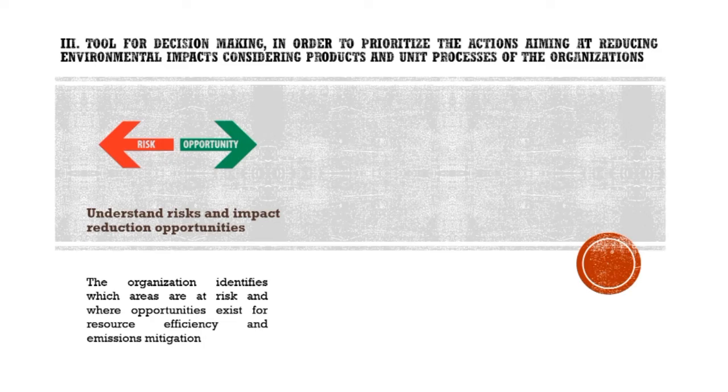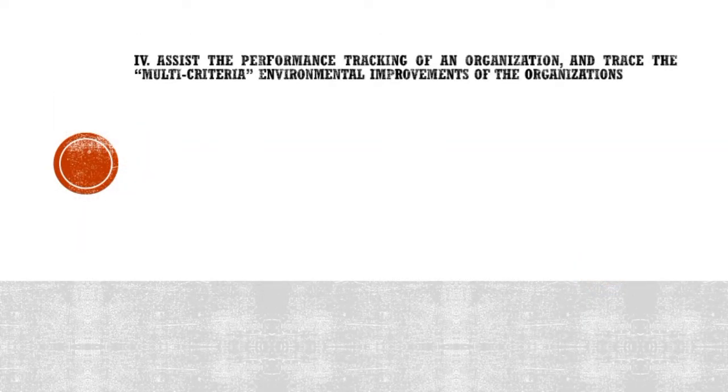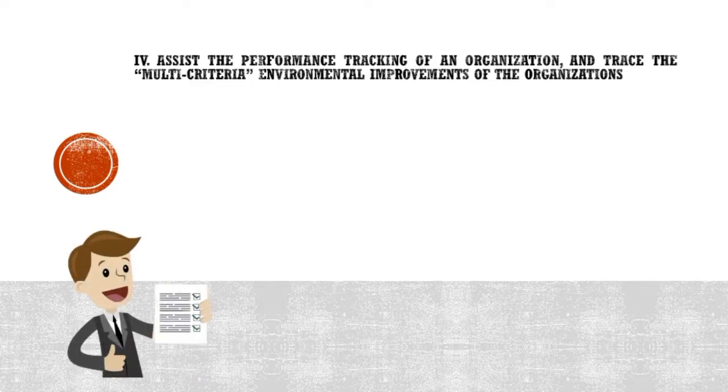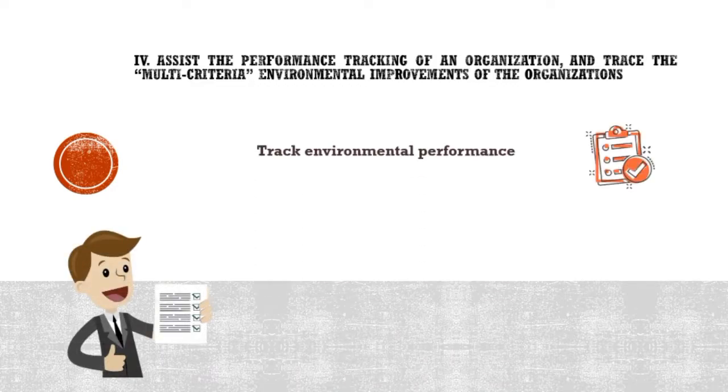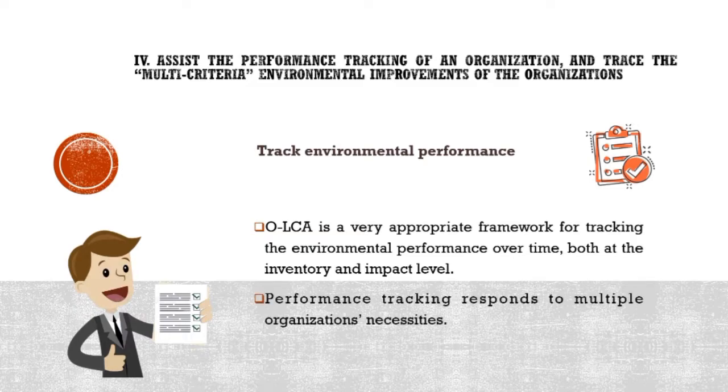The organization is able to identify which areas are at risk and where opportunities exist for resource efficiency and emissions mitigation. Furthermore, environmental hotspots could be identified as well, especially those having a relevant contribution to the impacts. Apart from that, OLCA assists the performance tracking of an organization and trace the multi-criteria environmental improvements of the organizations. In fact, OLCA is a very appropriate framework for tracking the environmental performance over time, both at the inventory and impact level. Performance tracking is vital because it responds to multiple organizations' necessities.